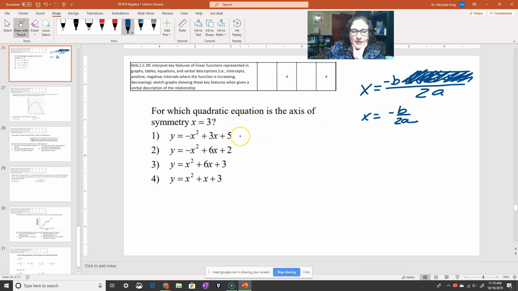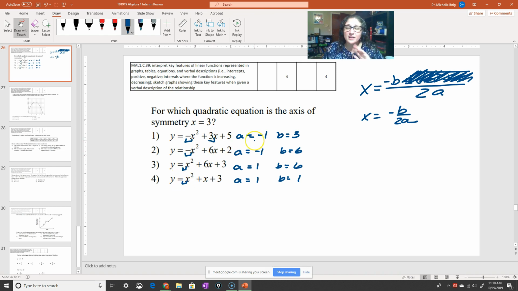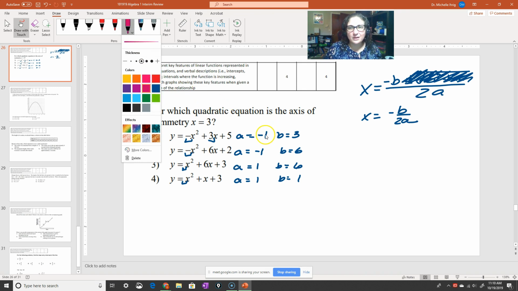Let's take a look here. We know a is going to be -1, and b is going to be +3. Here, a is -1 and b is +6. Here, a is +1 and b is +6. And here, a is +1 and b is +1. All I did was copy these pieces over. You could write the c value, but you don't need it because c is only important when you're finding the roots.